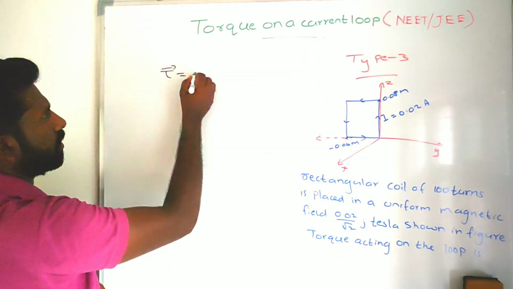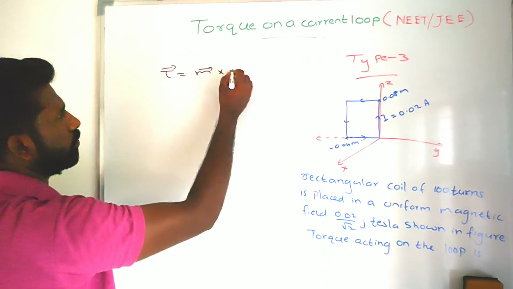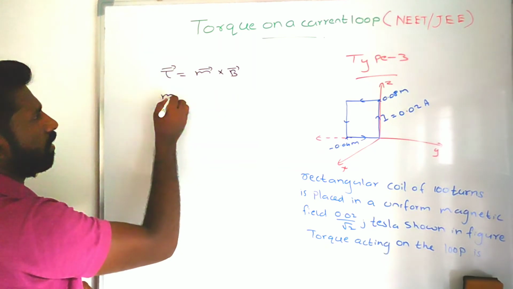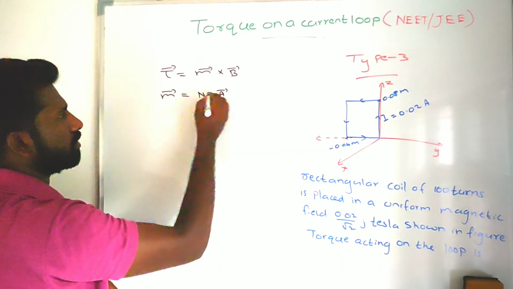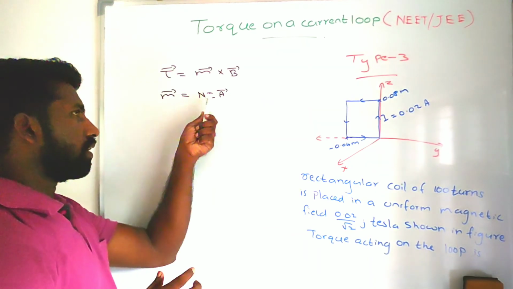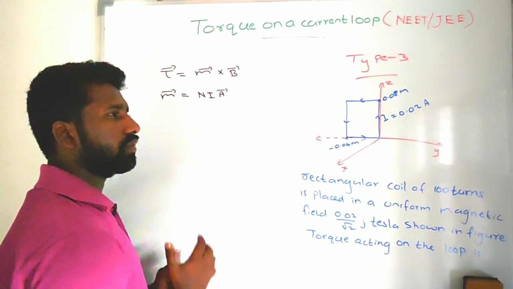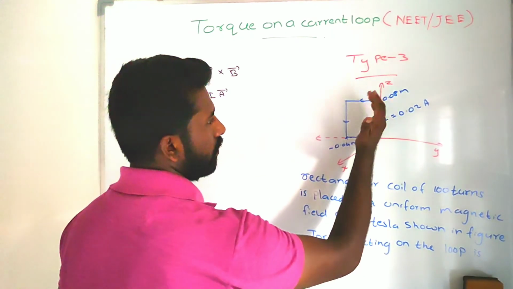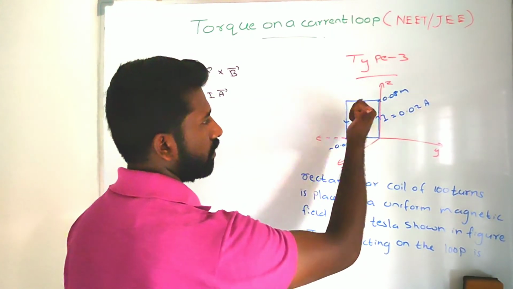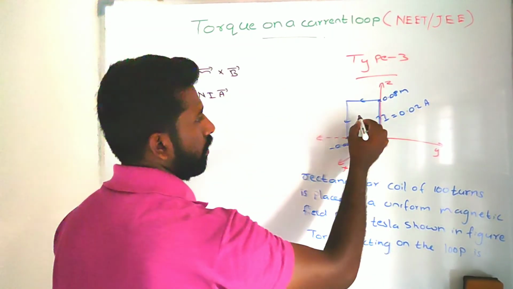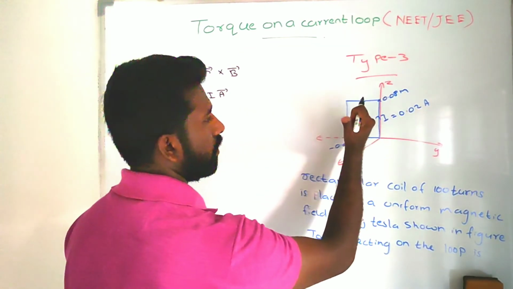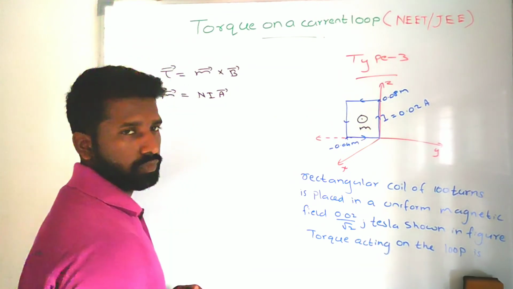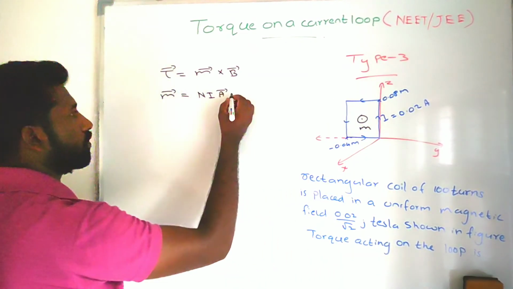acting on a rectangular loop is m cross B. What is m? m is the magnetic dipole moment, that is equal to N I A. Its direction is equal to the direction of the area vector. How can we find the area vector direction? Curl the palm in the direction of current, then the thumb gives the magnetic dipole moment direction. So here the magnetic dipole moment is coming out. That is the direction of i.